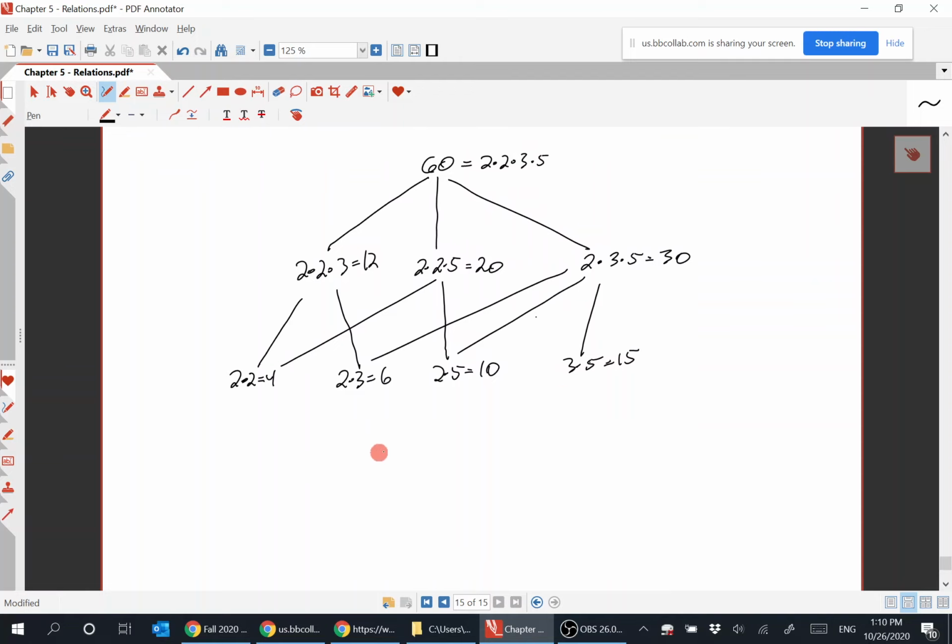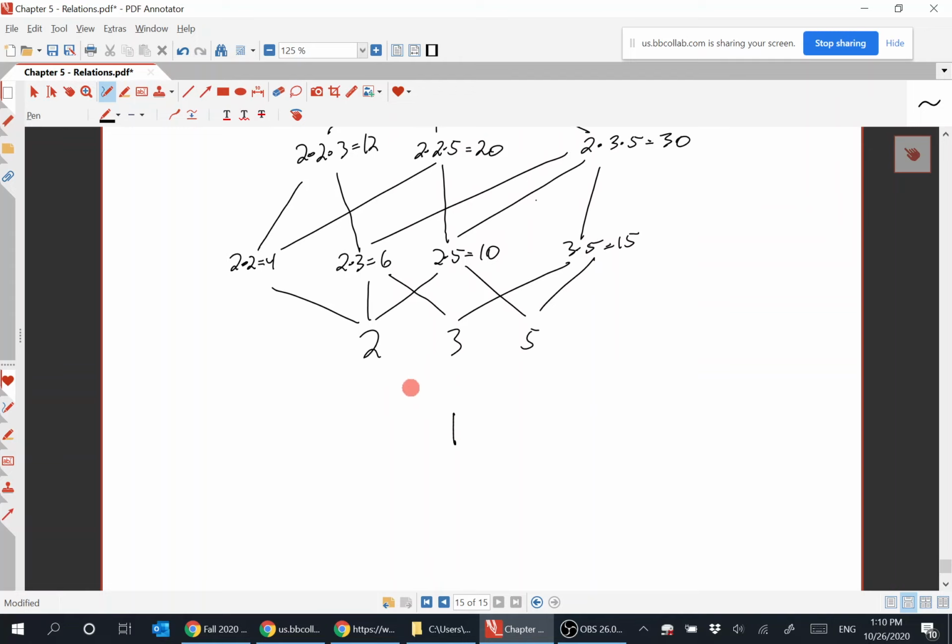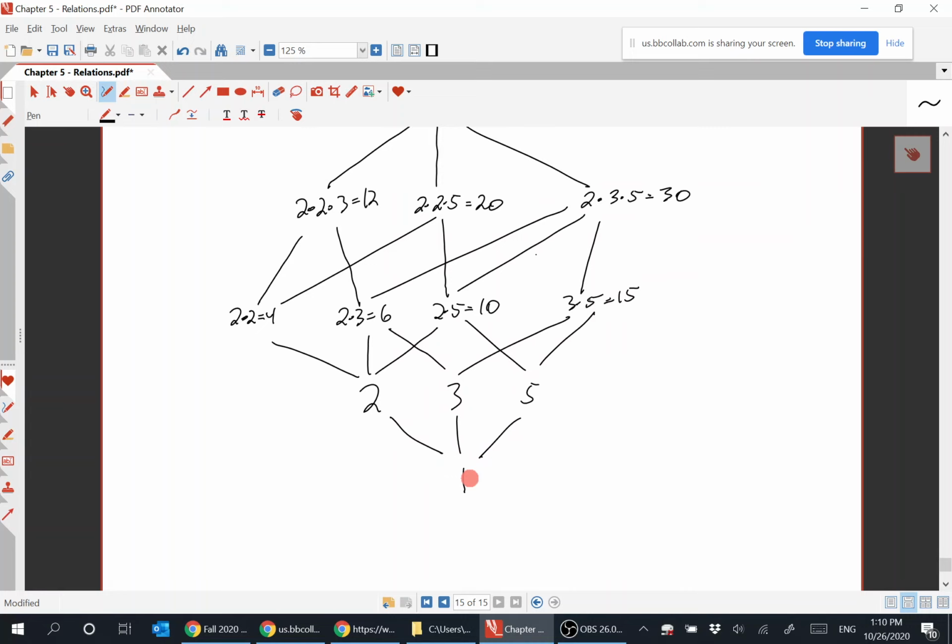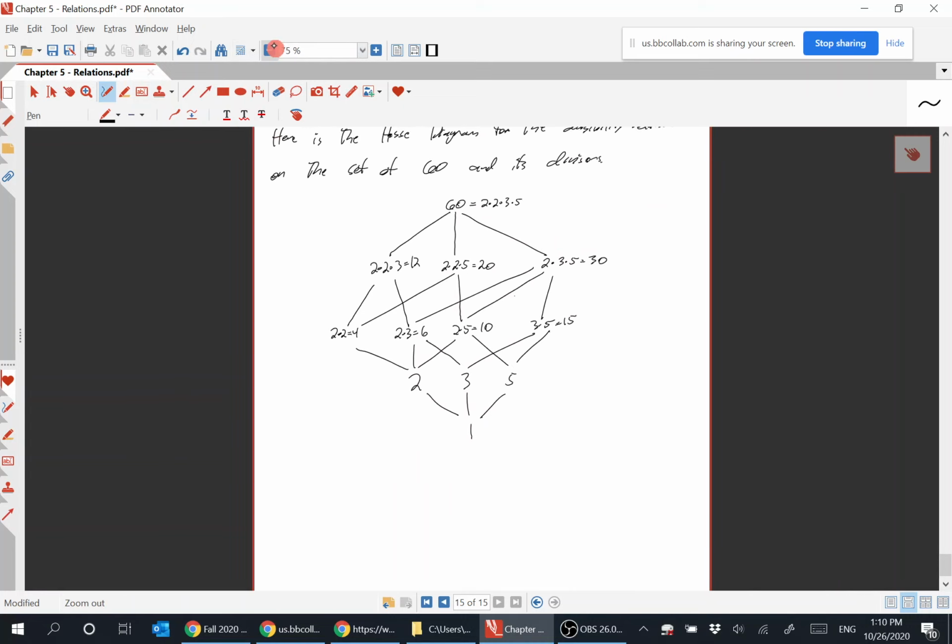And then just 1 at a time: 2, 3, 5. 2 goes here, here, here. 3 goes here, and here. 5 goes here, and here. And then 1 on the bottom. Right, so this Hasse diagram shows all of the divisibility relations.